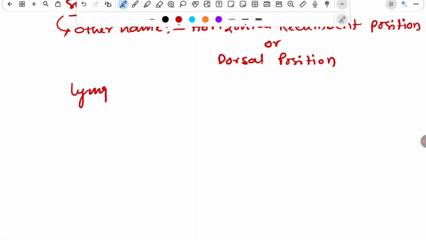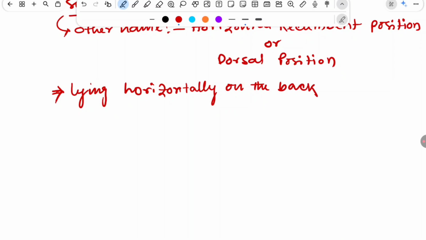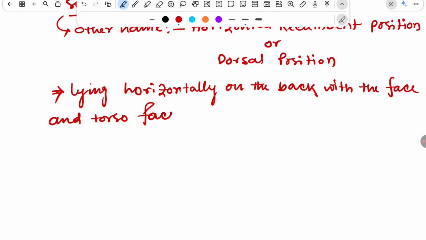Now we will write the definition. Lying horizontally on the back with the face and torso facing upwards. Facing upwards. We can write uses.